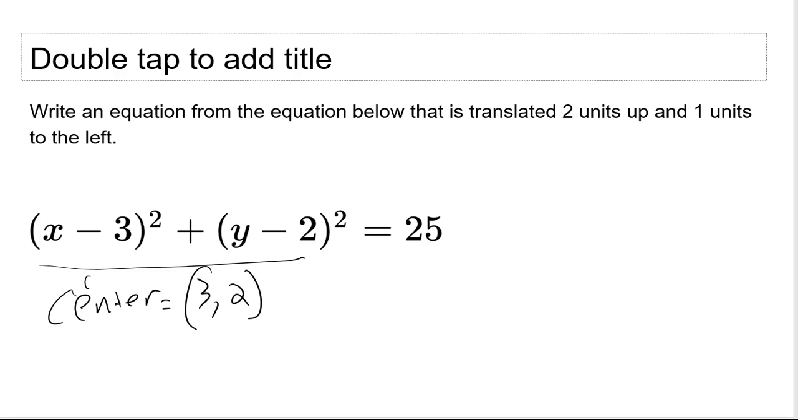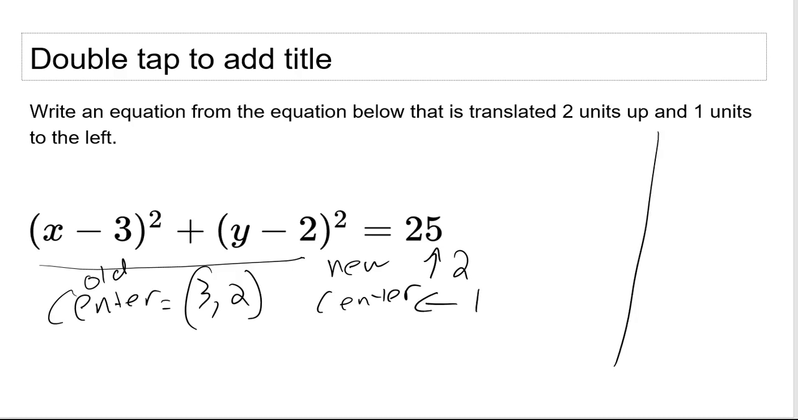My new center, that's old center. My new center will have to be, I have to go 2, up 2, and left 1. Okay, so let's look at this.